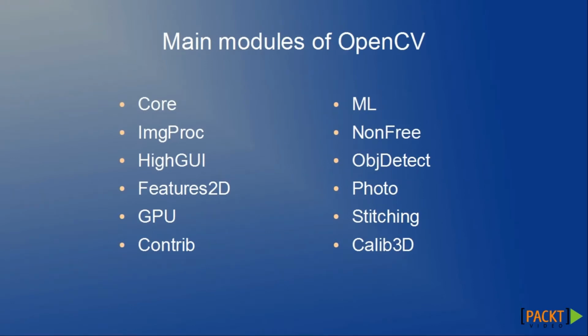OpenCV functionality is separated into modules covering different aspects of computer vision. Some of the modules that you will learn in this course are image processing, object detection, panorama stitching, computational photography, calibration, 3D, and others. Using those modules, you will be able to create computer vision applications.